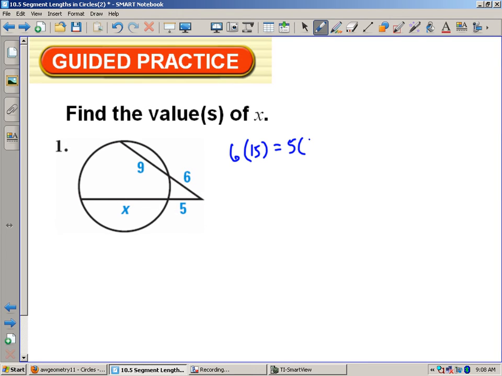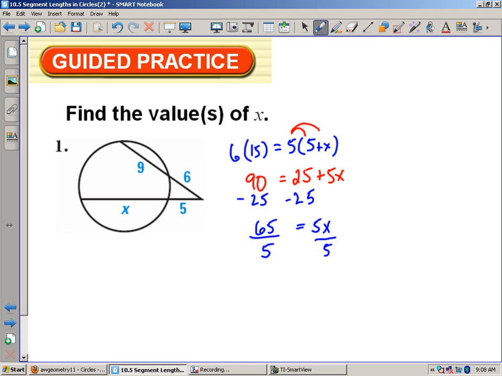So now if I multiply 6 times 15, I end up with, what do I get, 90? And then I have to distribute my 5 to both terms, and I get 25 plus 5x. So now I need to go ahead and solve this. If I subtract 25 across the equal sign, I end up with 5x equaling 65. And if I divide by 5, I believe I will get that x would be 13.